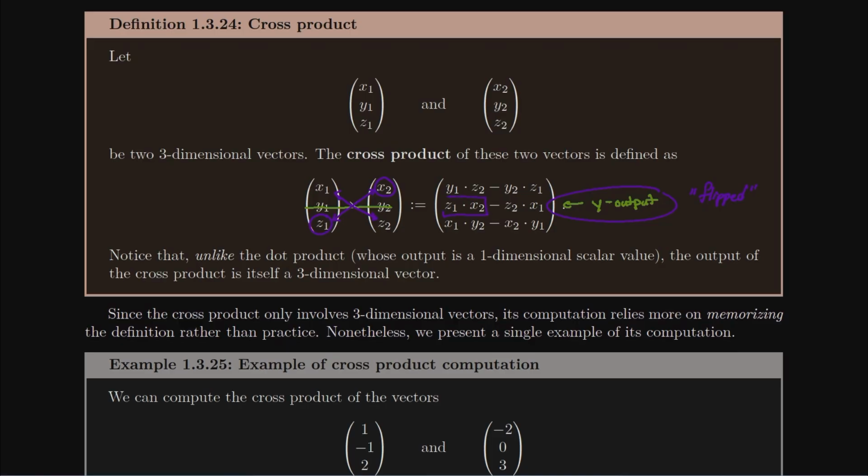I'm going to get z1, x2 as my first product, still the minus sign. Then I'm going to work top left to bottom right. I get x1, z2 as my second term in the y output.